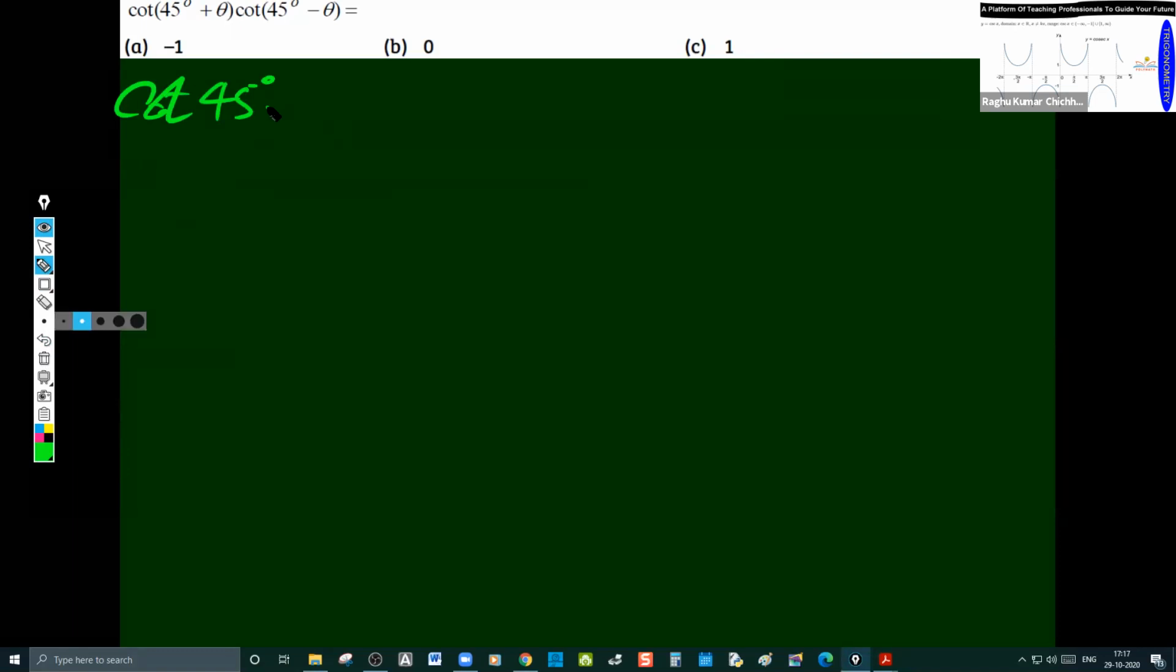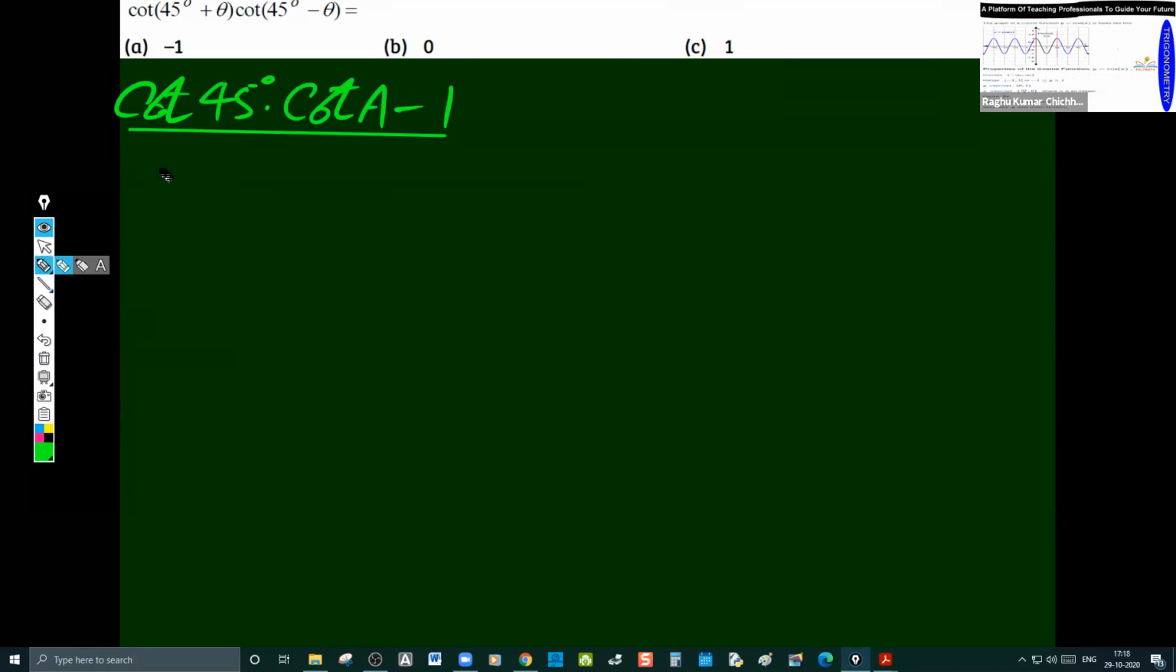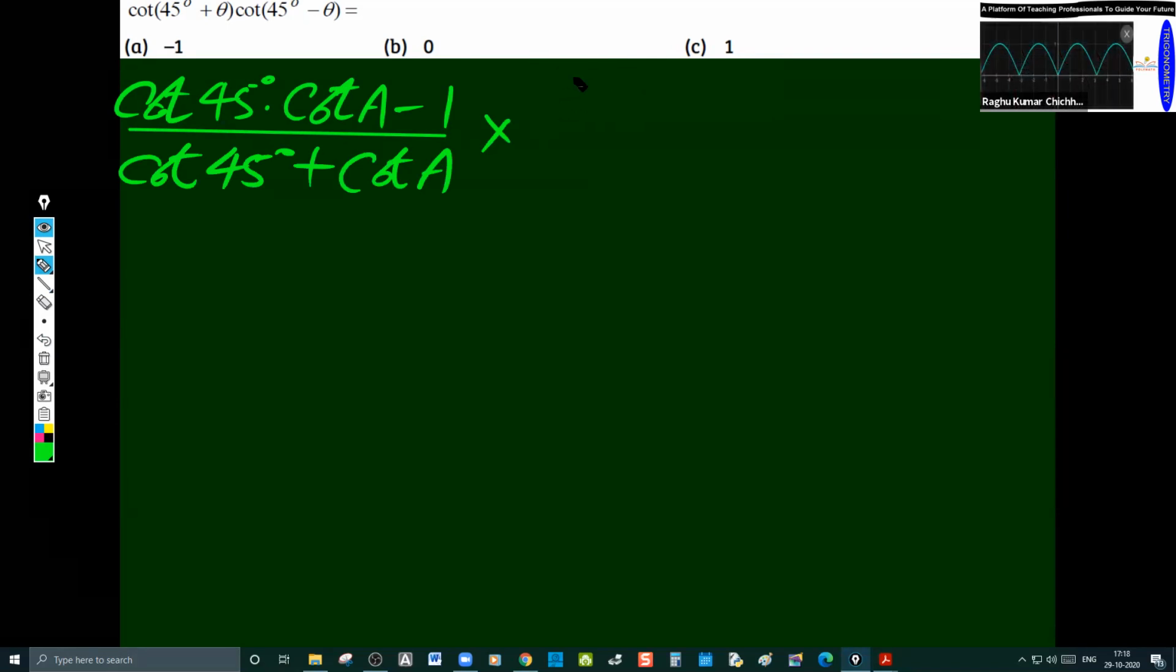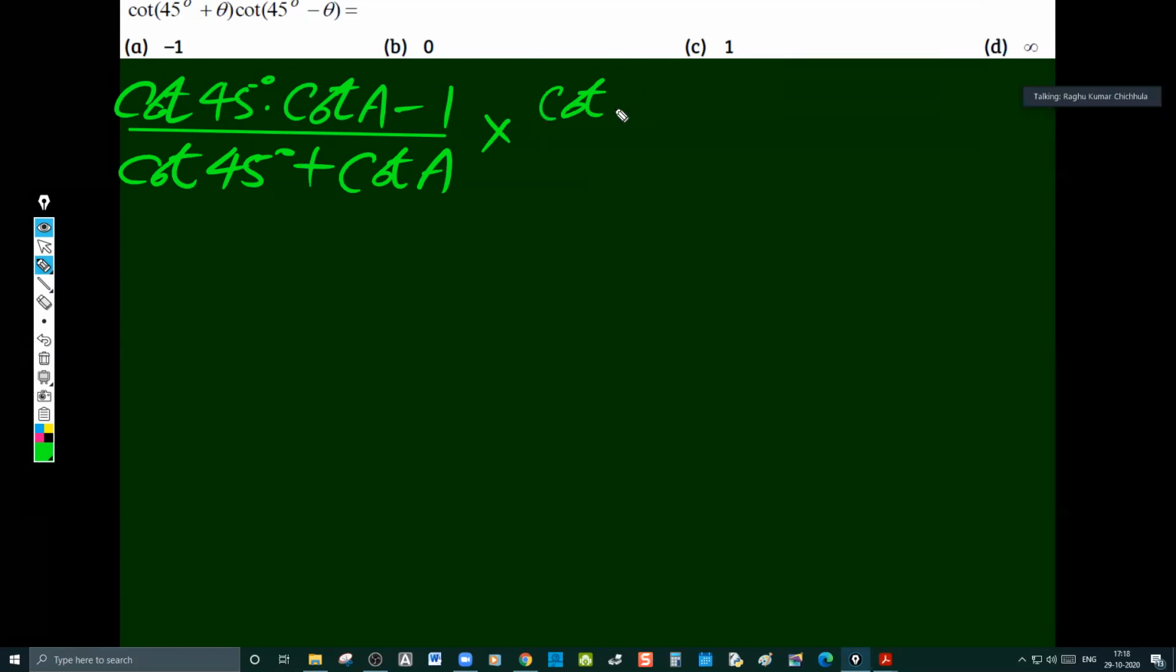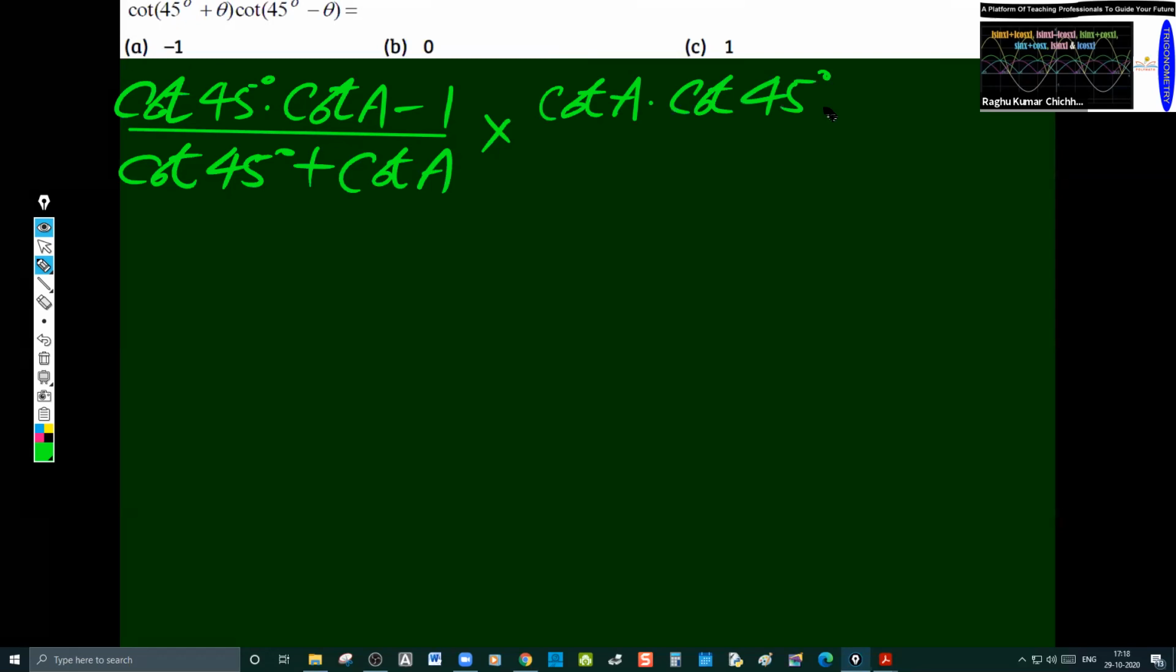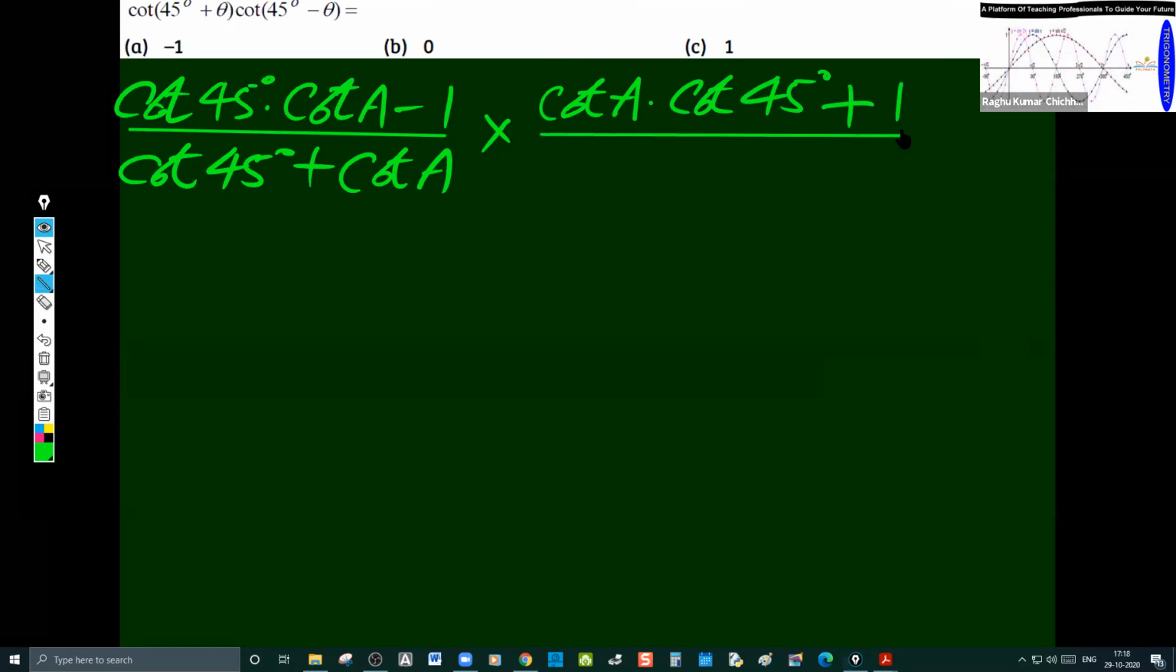Cot A, cot B minus 1, divided by cot B plus cot A, into cot A, cot B plus 1, divided by cot B minus cot A. That is theta there. I wrote A there. Let us replace it.